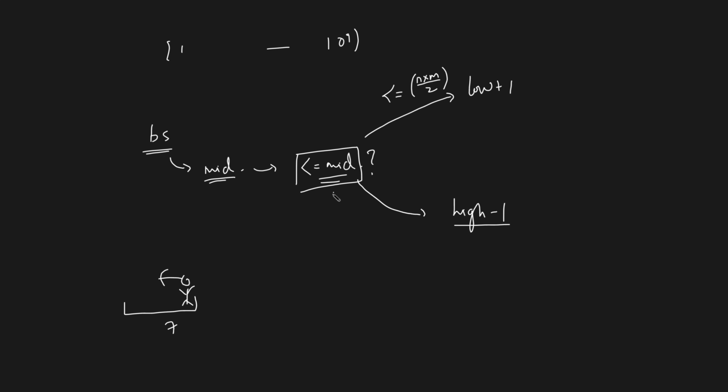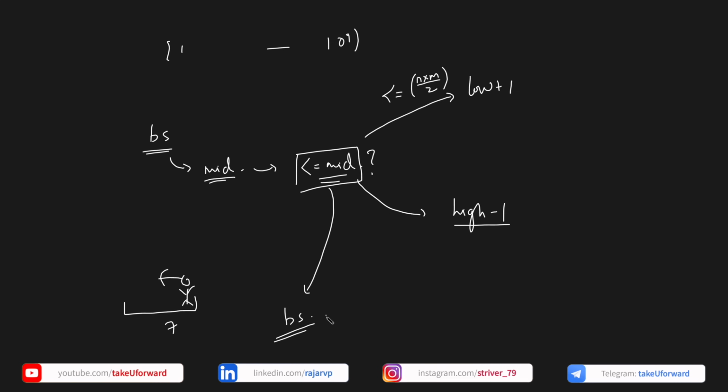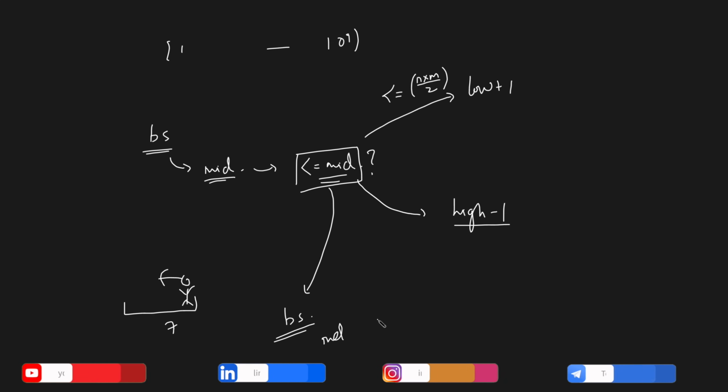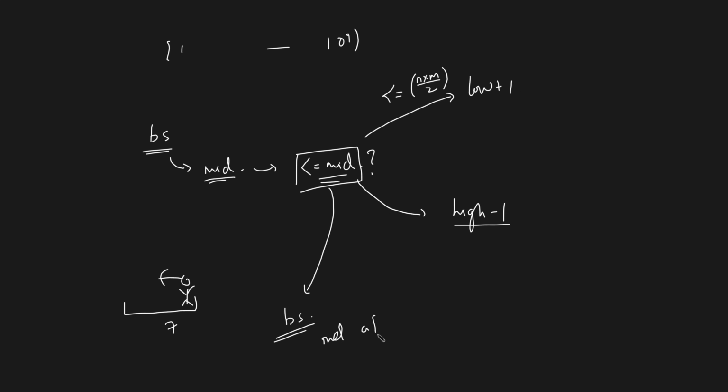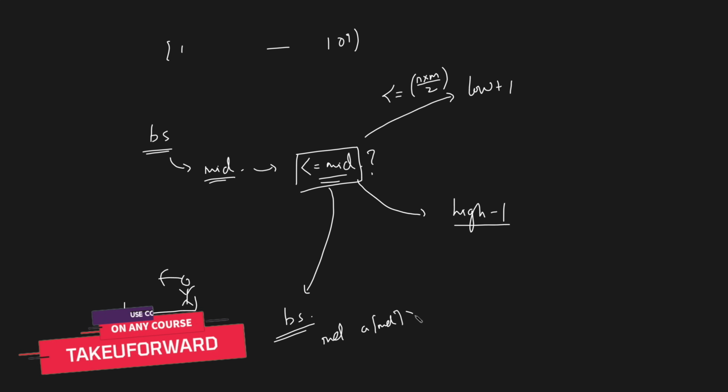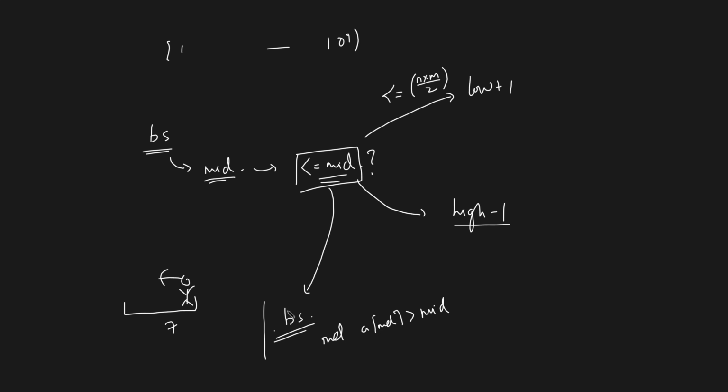And how do you find lesser than or equal to middle? Just use a binary search to find the index where A of index is greater than mid. That's it. Couple of binary searches. So this will be the flow of your code. Now let's check out the code.